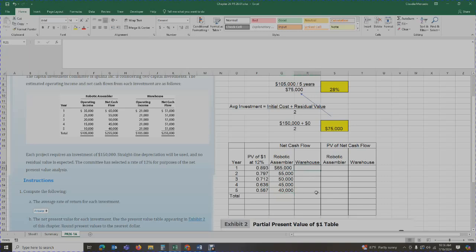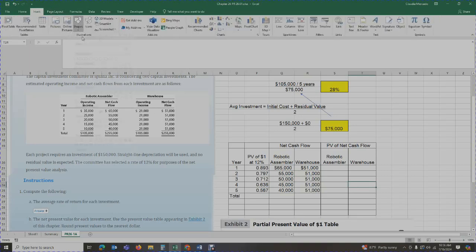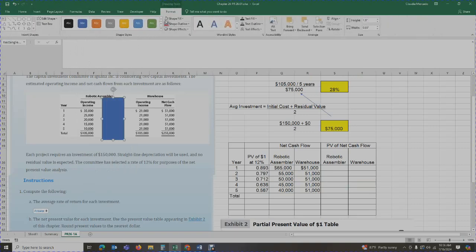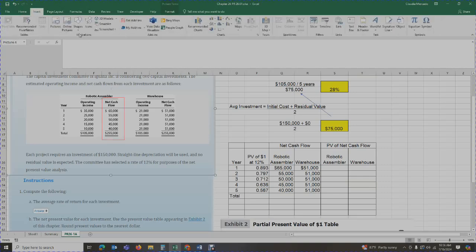We're going to do the same thing for the warehouse. Now for the warehouse, every year is $51,000, so I'm going to get the same amount every year. I'm going to copy that over. I'm just copying the information, just so you know, for reference. I am copying this information from the problem into my table, because now I'm going to have to do a little bit of math.